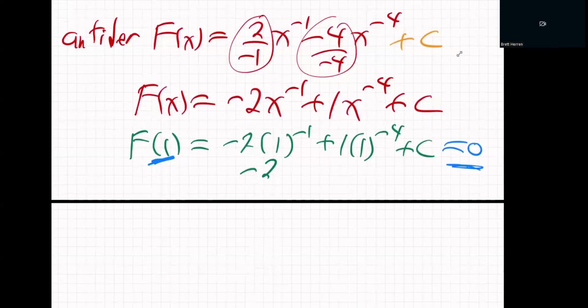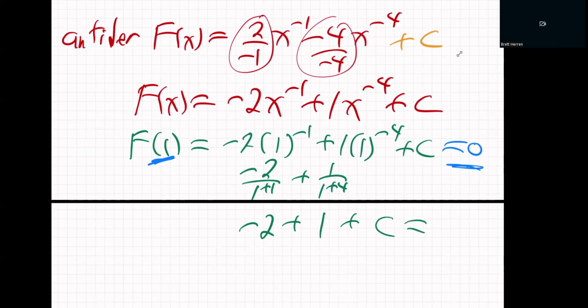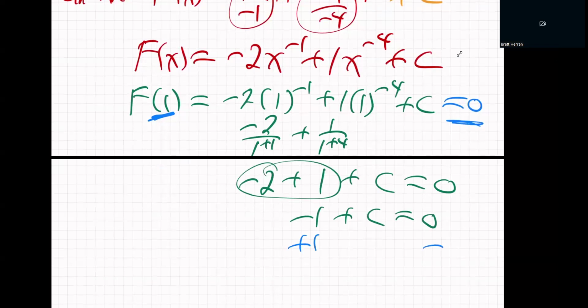This means minus 2 over 1 to the positive 1. Remember, negative powers jump to the bottom. And so that's just minus 2. This is 1 over 1 to the positive 4. Again, negative powers jump to the bottom. So that's just 1. Plus the constant is 0. Now that means minus 2 plus 1, minus 1, plus the constant is 0. Okay, now solve for the constant. Add 1 to both sides. Boom, boom. The constant is positive 1.